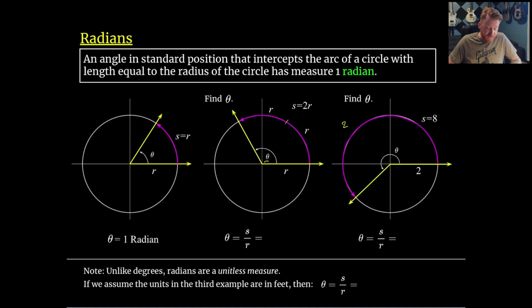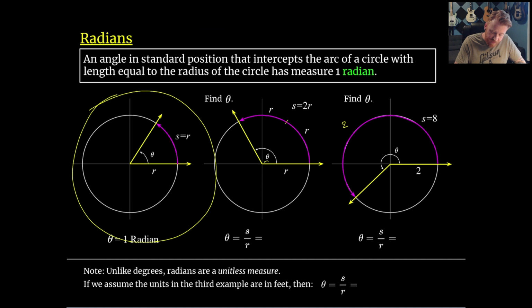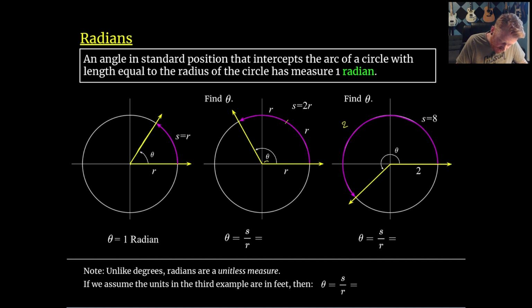And the way that we define this is, and I'll try and unpack this as I'm reading it because this is a very mathy sounding definition, but an angle in standard position, so this is kind of our example that we'll be looking at here. Here's an angle in standard position that intercepts the arc of a circle. So here we can see that it's got a couple of sides that are intercepting a circle with the length equal to the radius of the circle.